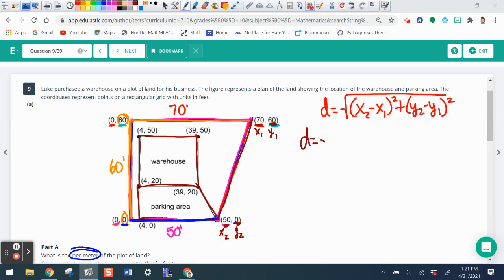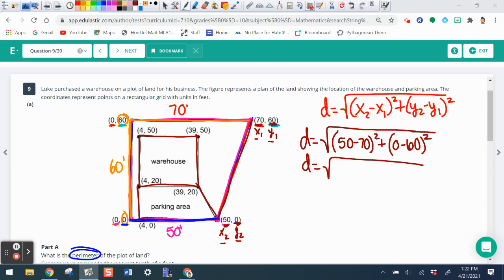So d will equal the square root of x2 minus x1, so 50 minus 70 squared, plus y2 minus y1, 0 minus 60 squared. We're going to start with order of operations, which is PEMDAS. And what the P in PEMDAS really means, for parentheses, is there any work to be done inside the parentheses? So when we look within these two parentheses here, we can actually do that math.